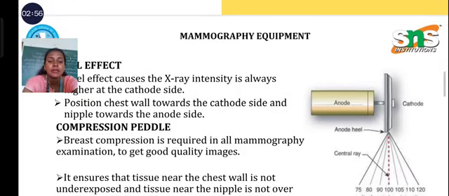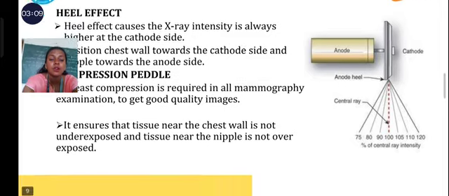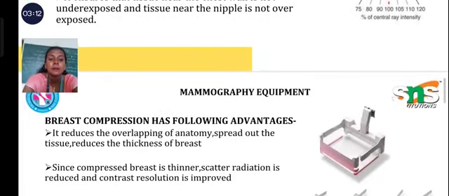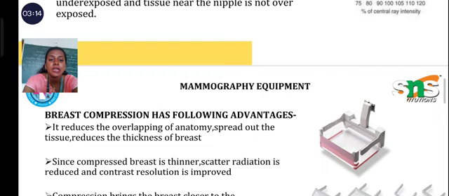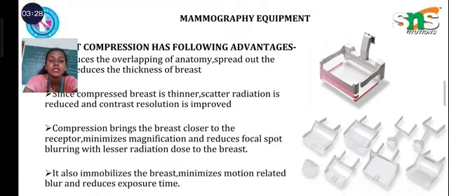Compression paddle. Breast compression is required in all mammography examinations to get good quality images. It ensures that tissue near the chest wall is not underexposed and tissue near the nipple is not overexposed. Breast compression has the following advantages. It reduces the overlapping of anatomy, spreads out the tissue, and reduces the thickness of the breast. Since the compressed breast is thinner, scattered radiation is reduced and contrast resolution is improved.